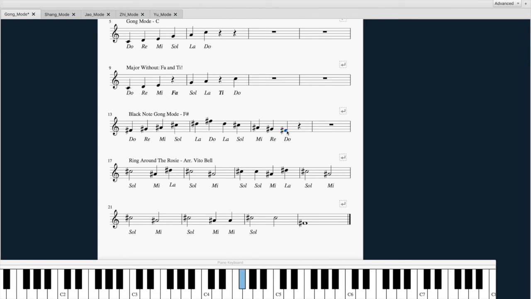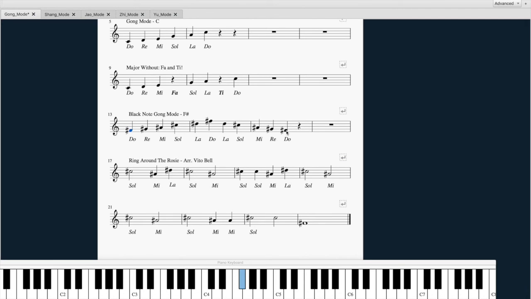Do, re, mi, so, la, do, la, so, mi, re, do. Let's do this a couple times. Do, re, mi, so, la, do, la, so, mi, re, do. Pardon my singing. I hope it's coming through the speakers okay.